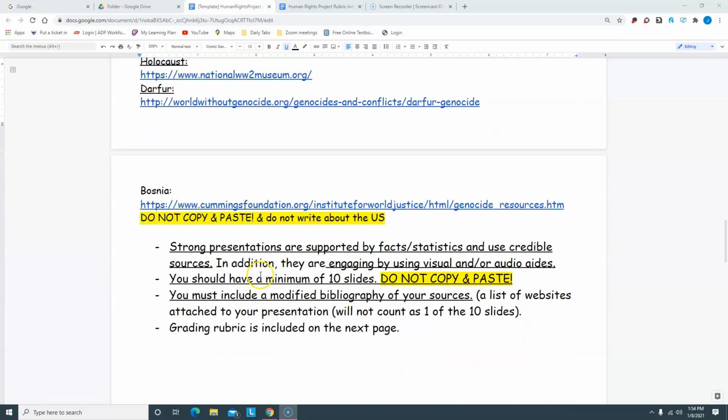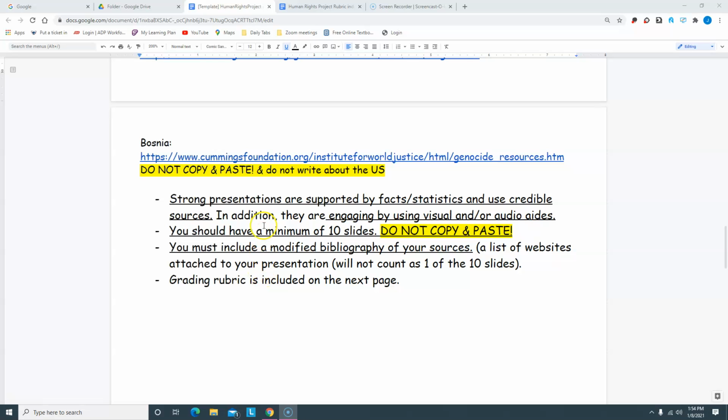All right, a couple reminders about a strong presentation. Strong presentations are supported by facts, statistics, and use credible sources. In addition, they are engaging by using visual and/or audio aids. You should have a minimum of 10 slides. Again, do not copy and paste. Do not write about the United States.